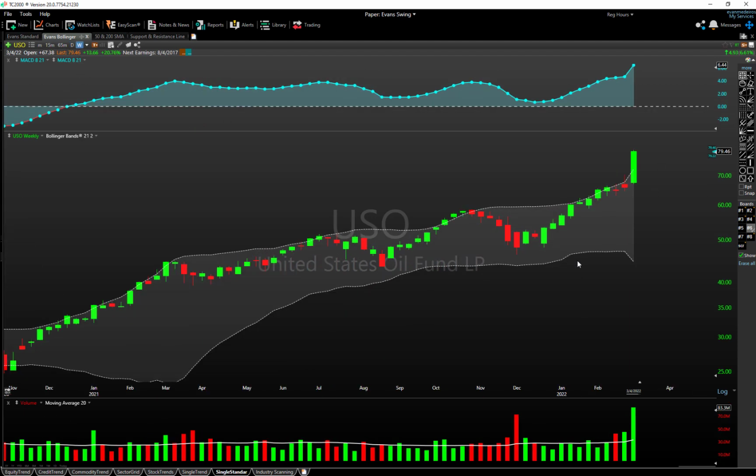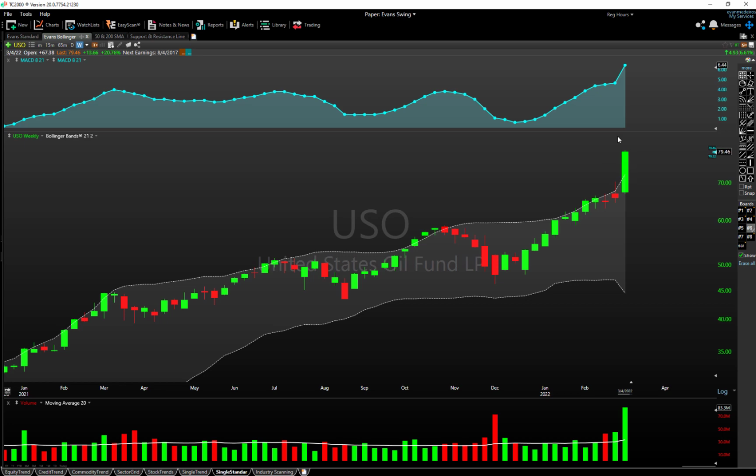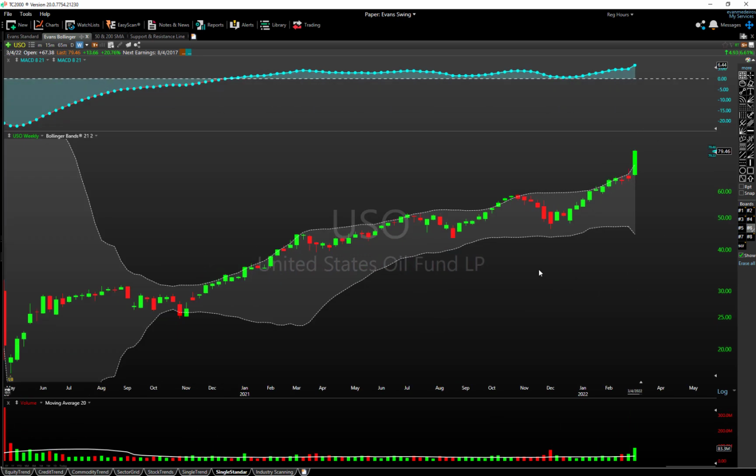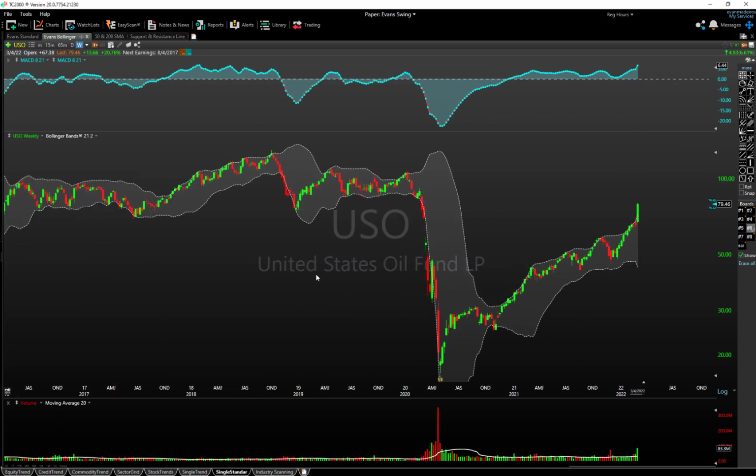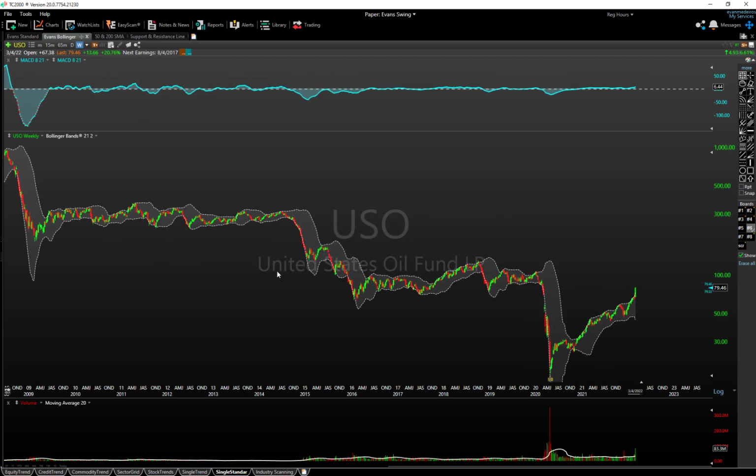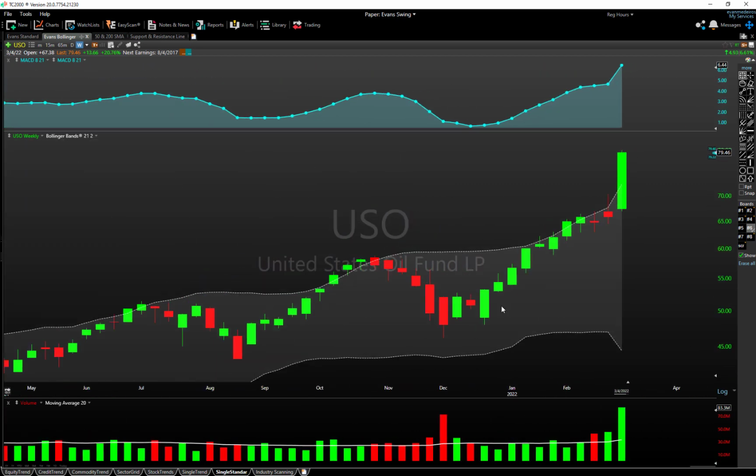And if we go to the weekly chart, you can see well above the 2 and 20 weekly Bollinger Band as well, which again just doesn't happen all that often for this type of commodity. And again, this is a commodity ETF. It tracks the underlying. So there's a little detachment here from USO pricing.